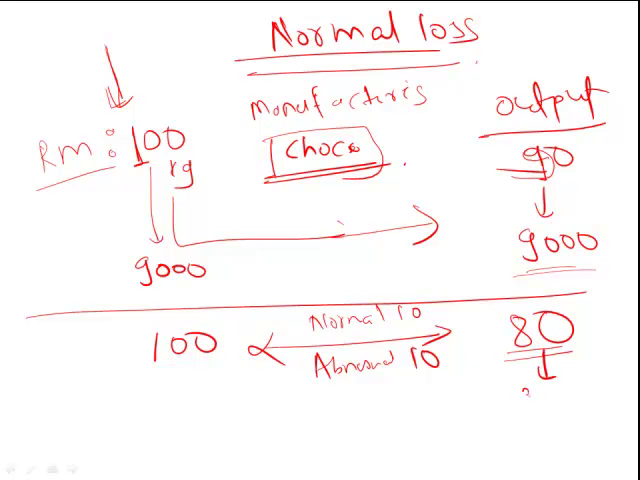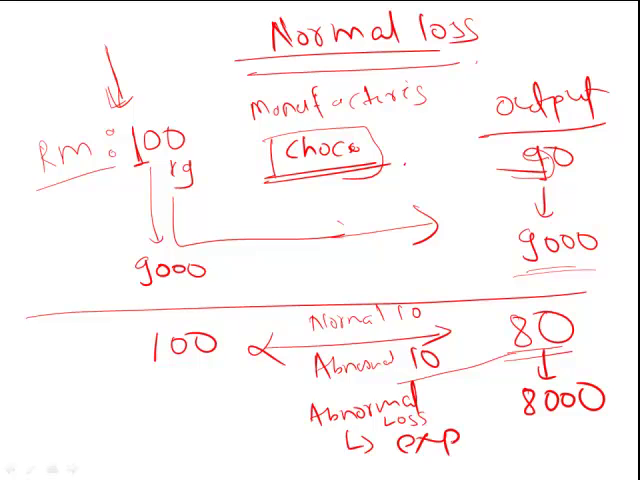I would say value of this inventory is 8,000. That 1,000 I would say is my abnormal loss, and that would be shown as an expense on your income statement. So abnormal loss is not included as a cost of inventory. Abnormal loss is shown as an expenditure.